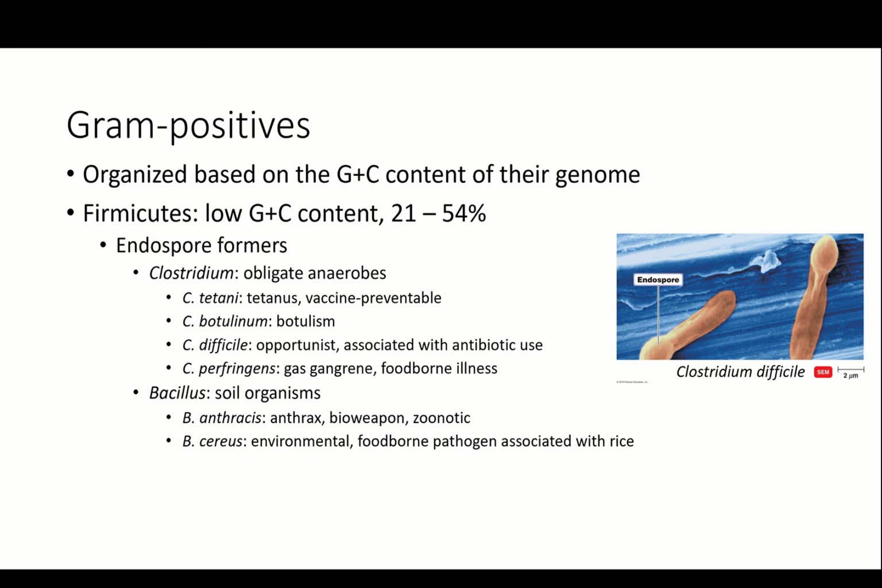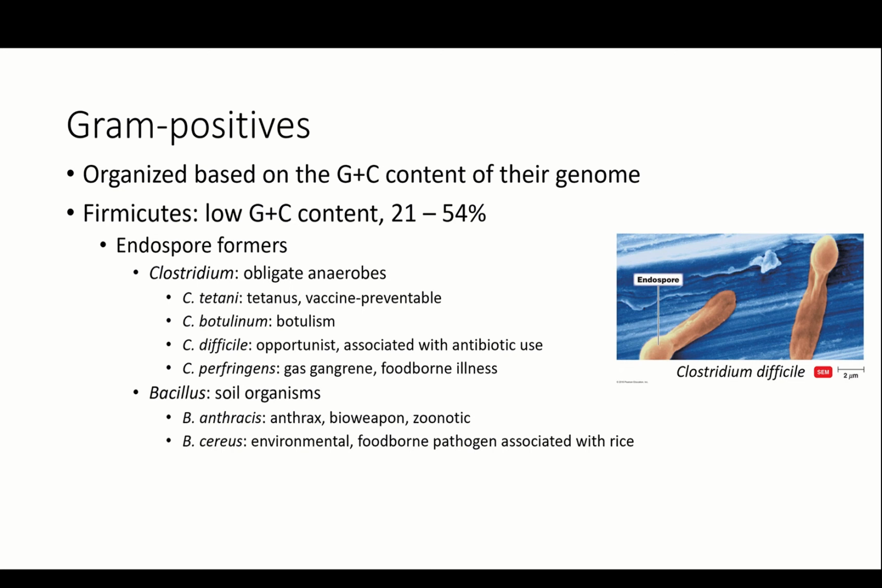So the firmicutes, if you think of the word acute, like an acute angle, means that it's small. But also think about babies. They're cute and they're small. So if that helps, go with it. If it doesn't, then pitch the idea and keep going. But these organisms have a low GC content. They're cute, they're small. So it's between 21 and 54%.